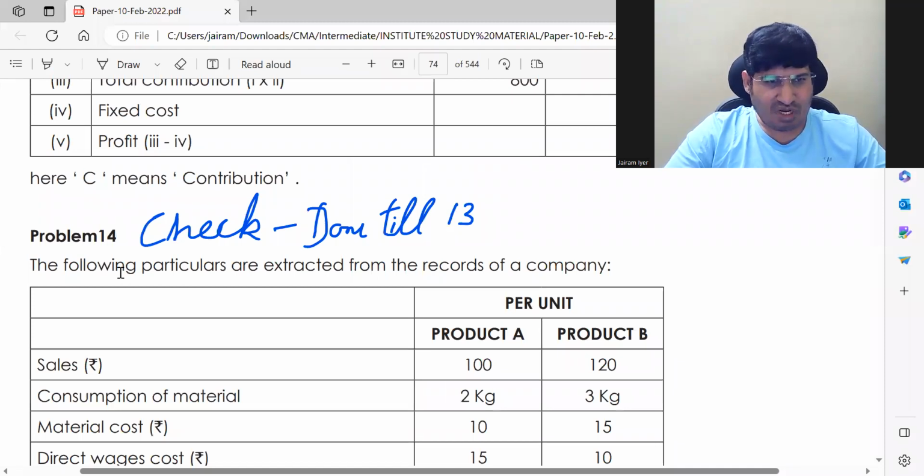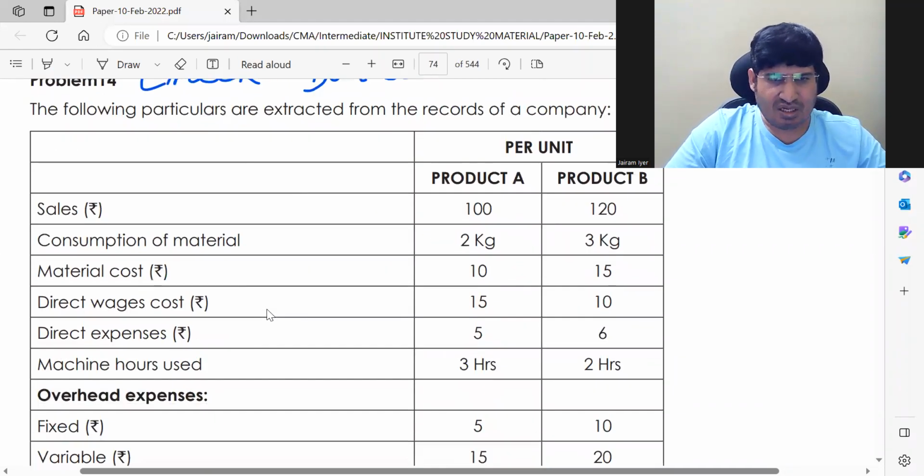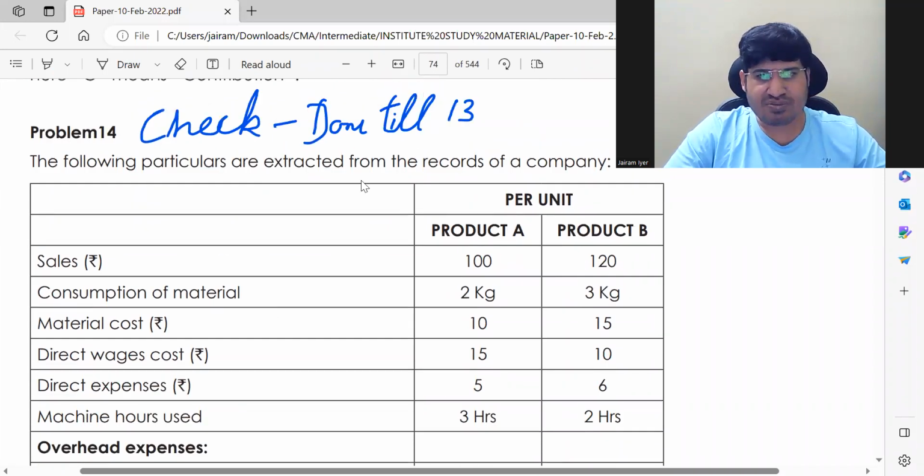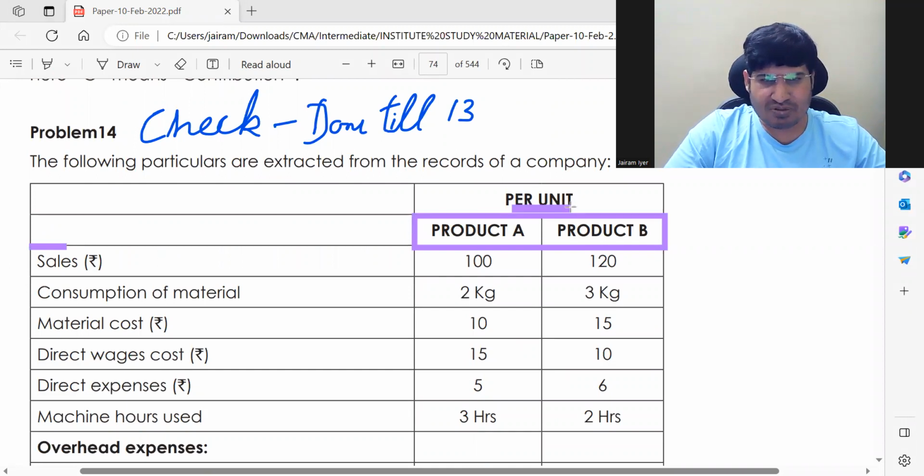Now the following particulars are extracted from records of a company. What have they given you? They've given you sales. There are two products, Product A and B. These are per unit values.